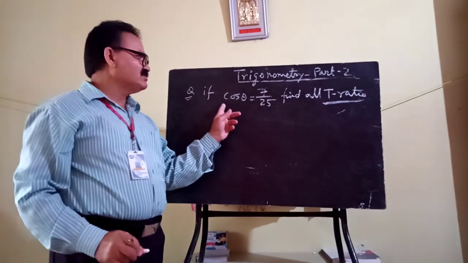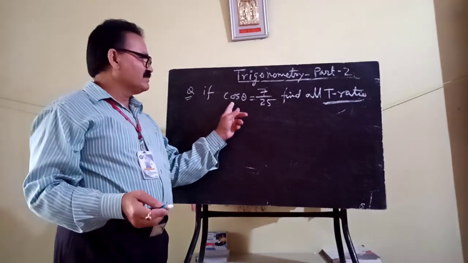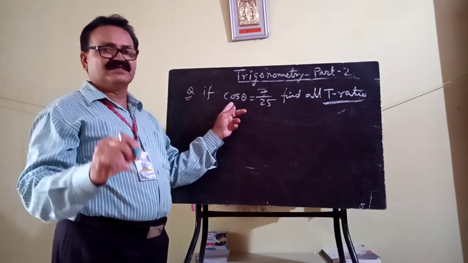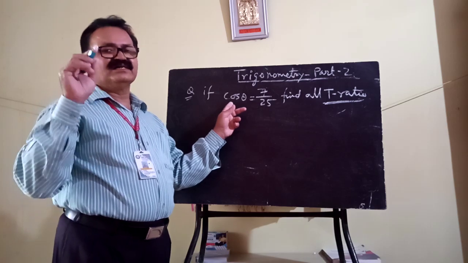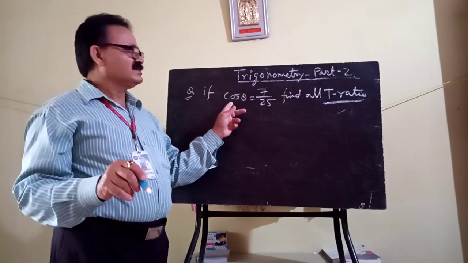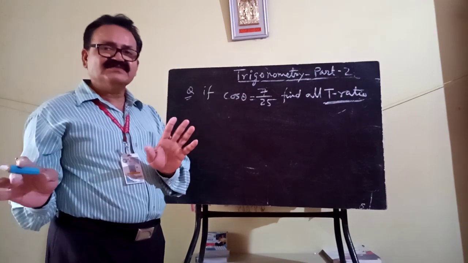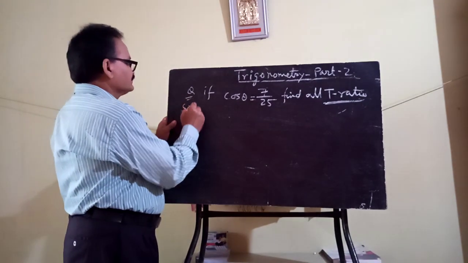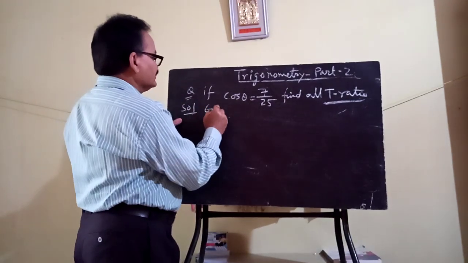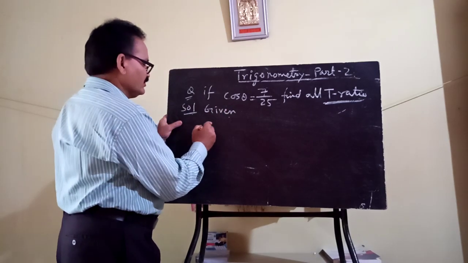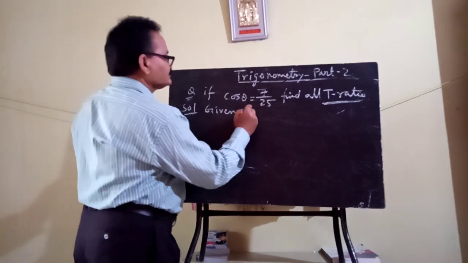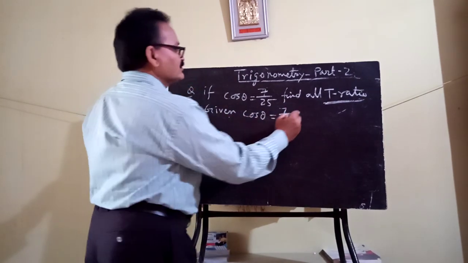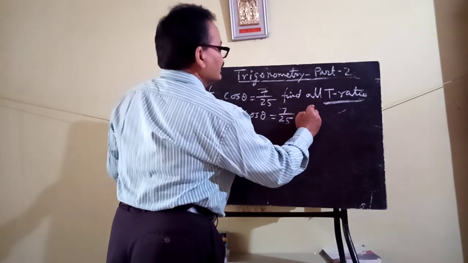That means your given value is cos theta, and you have to find the value of sin theta, tan theta, cosec theta, sec theta, cot theta. One is given, the remaining 5 ratios you have to determine. Solution: the given part is cos theta equals 7 by 25. So this is your B by H.